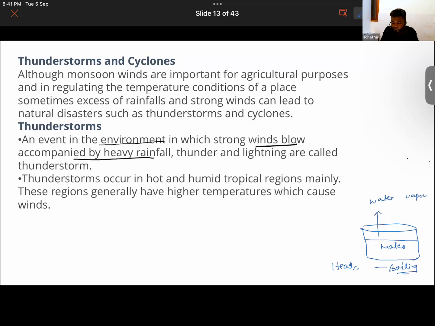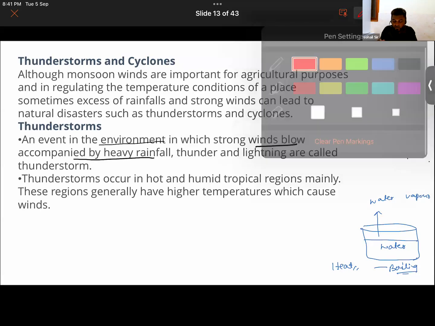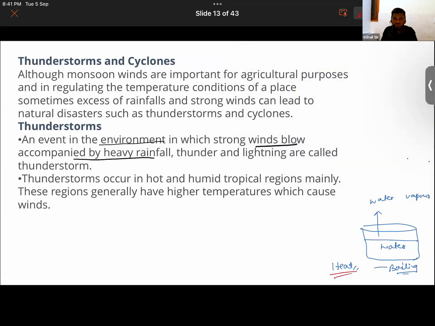Did you guys ever imagine where this heat went? ये heat कहाँ गई? Where did this heat go? The water absorbs the heat. Exactly. Water absorbs the heat here. That is what has happened here. Water absorbed the heat and it changed into water vapor.